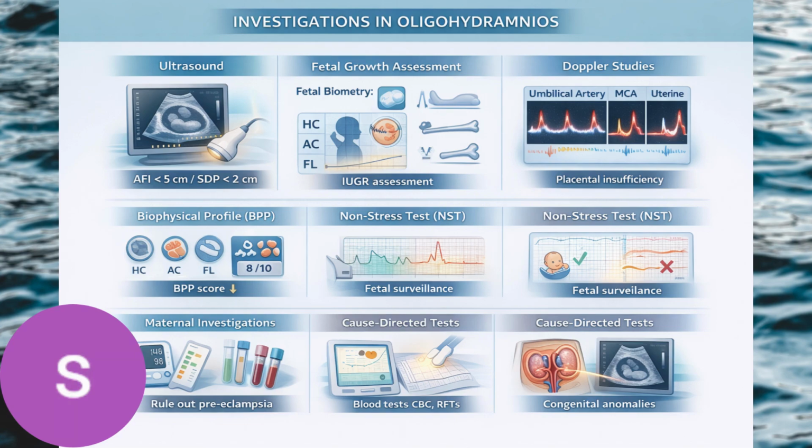Investigations include ultrasound, which confirms the diagnosis by measuring amniotic fluid index less than 5 cm or single deepest pocket less than 2 cm. Ultrasound also assesses fetal growth, placental morphology, and congenital anomalies. Fetal well-being is monitored using non-stress testing and biophysical profile. If indicated, Doppler studies are performed to assess placental insufficiency.